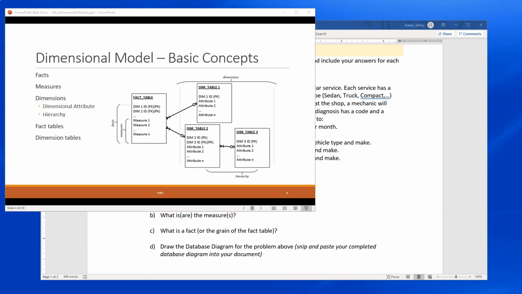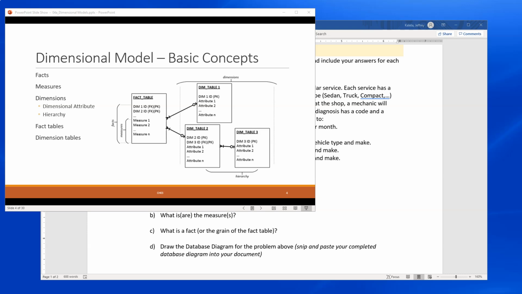Today, this video is to cover dimensional models from a practical point of view, not necessarily the theoretical concepts point of view, but how to put together something from a word problem statement into a basic dimensional model. Before we get into that, let's start with this basic pieces of information.